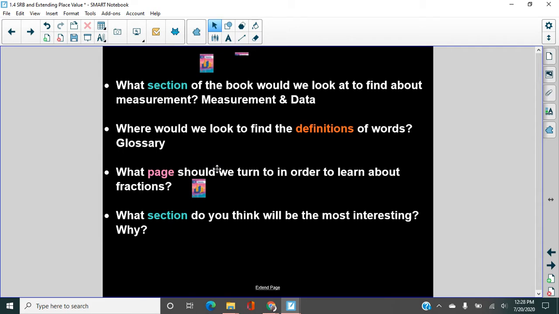What page should we turn to in order to learn about fractions? Well, there's 2 places that you can look to find the page. You can look in the table of contents. That'll tell you the broad names of the different sections, but you can also look in the index at the end of the book. So in this case, it shows these pages, and then different sections that you think will be the most interesting. That's kind of up to you as to what you are most interested in.